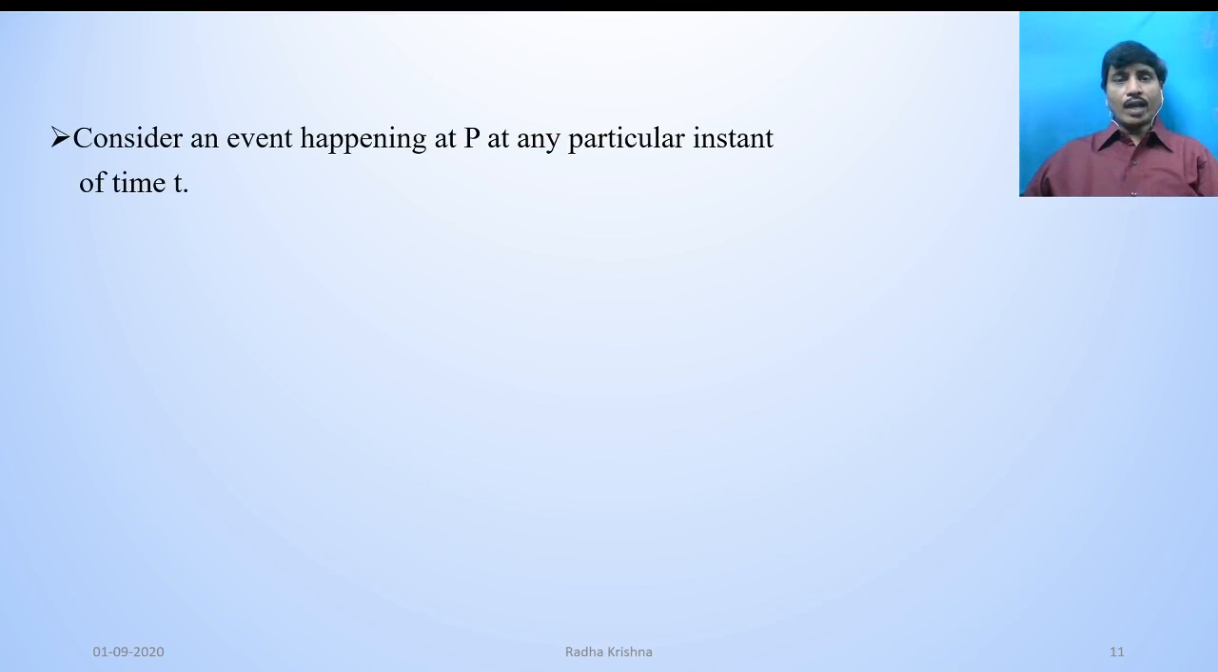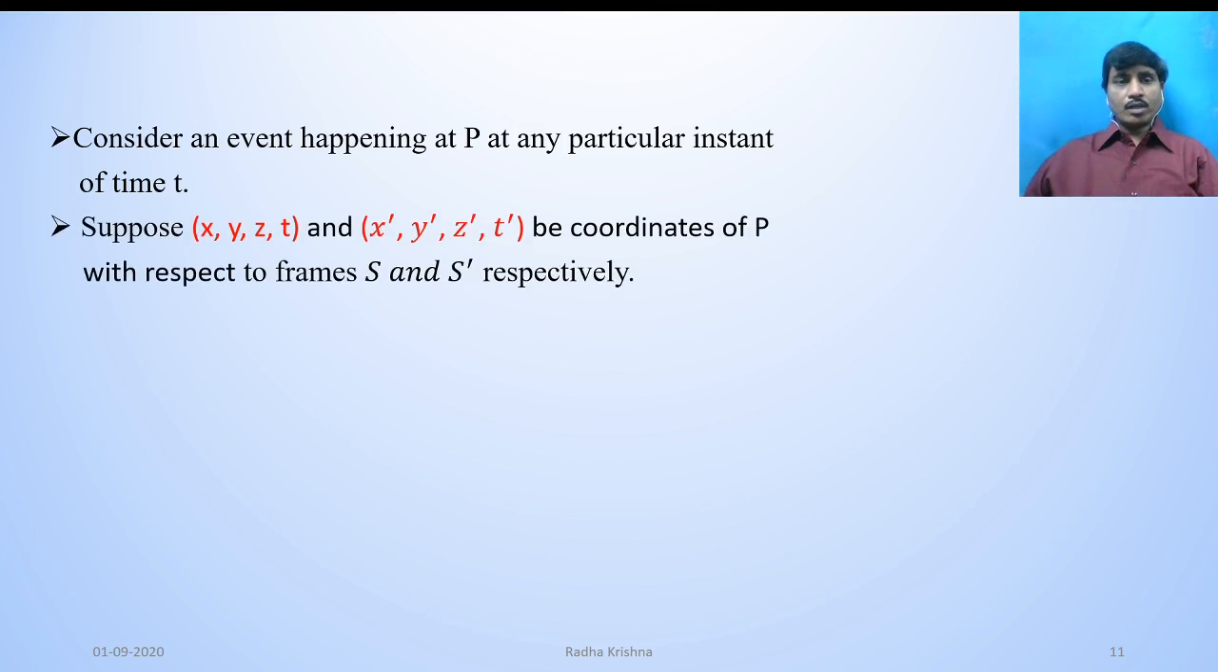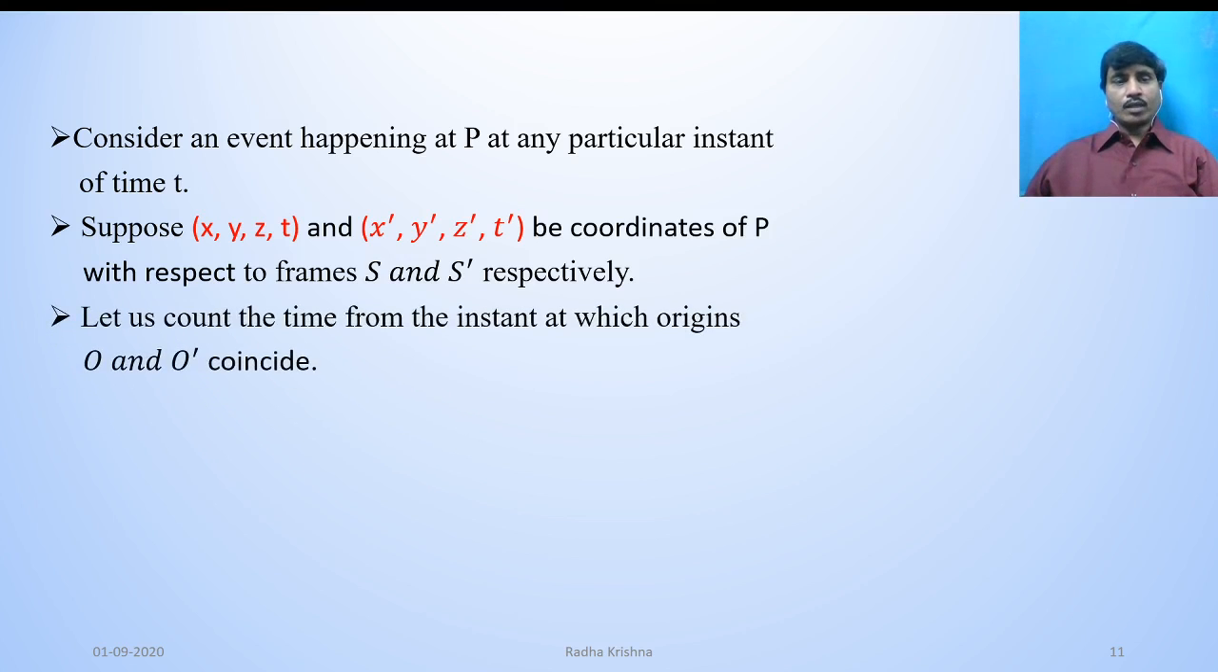Consider an event happening at P at any particular instant of time t. Suppose x, y, z, t and x dash, y dash, z dash, t dash be coordinates of P with respect to frames S and S dash respectively. Let us count the time from the instant at which the origins O and O dash coincide.